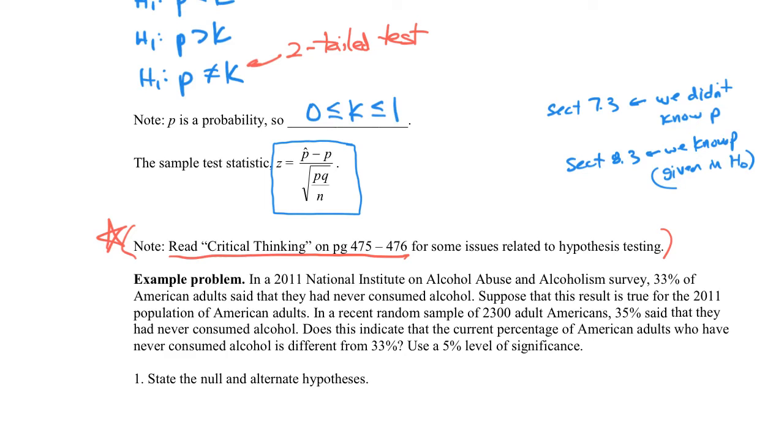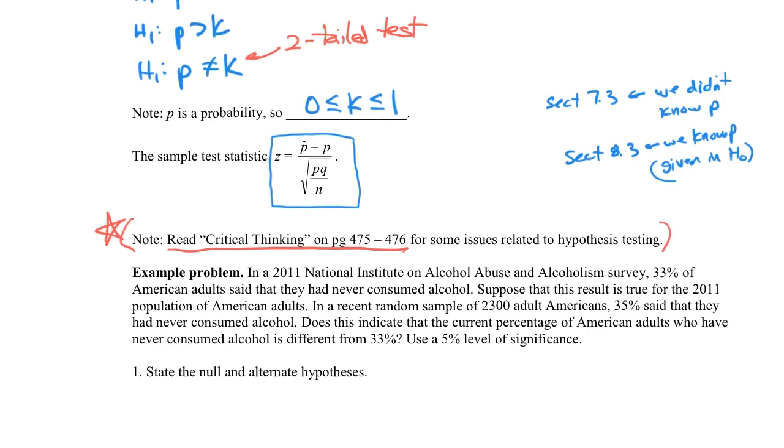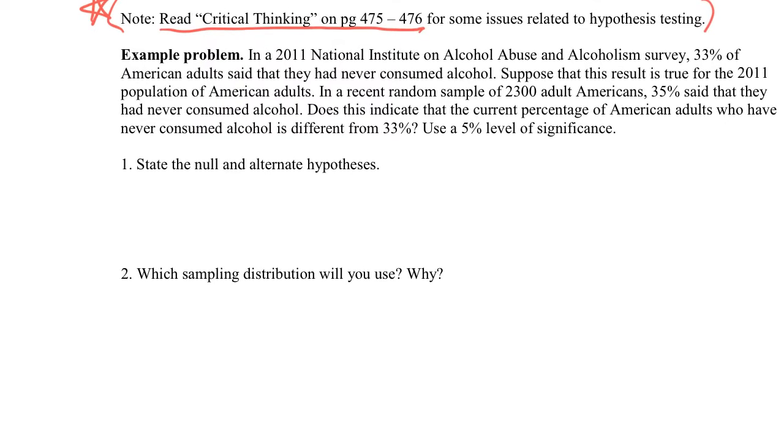All right, we've got a problem to try, and it's very closely related to everything we've done in Chapter 8. It's just another hypothesis test, but with a different situation. In this case, you're doing them with proportions. It says, in a 2011 National Institute on Alcohol Abuse and Alcoholism survey, 33% of American adults said that they had never consumed alcohol. Suppose that this result is true for the 2011 population of American adults.